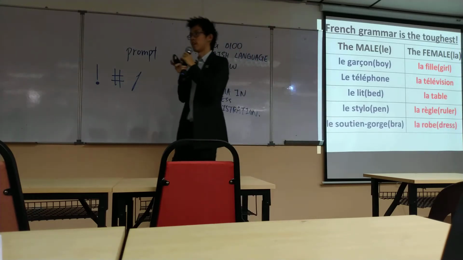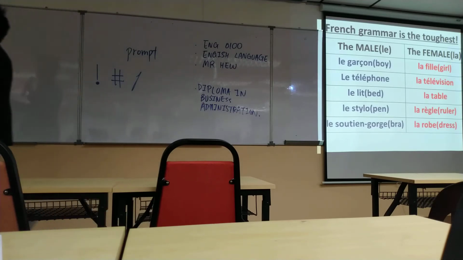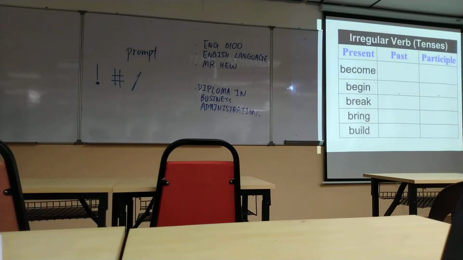So French is toughest. Why do I need you to know? Because I want to tell you about tenses. So back to tenses. Tenses is very easy actually. Okay. So let's go to the first one, the first table. Okay, we call it irregular verb. Irregular verb is something like, in English we have past tense. In past tense, we have one which is regular verb, and another which is irregular. So what is the difference between regular and irregular?